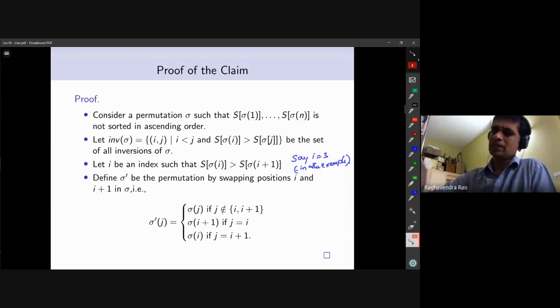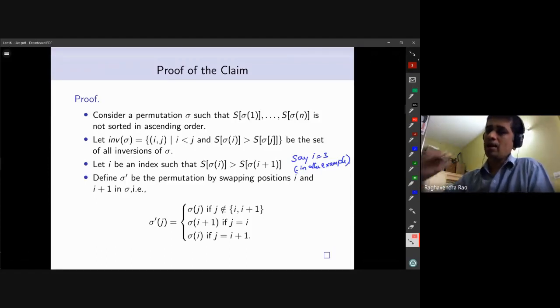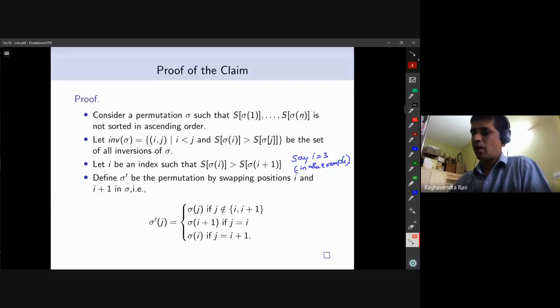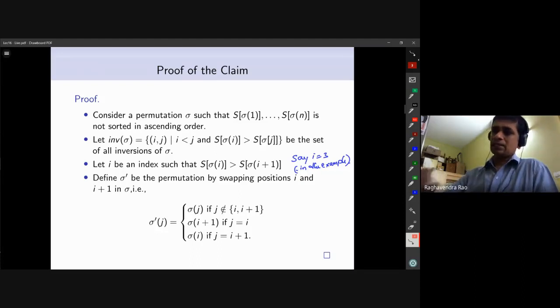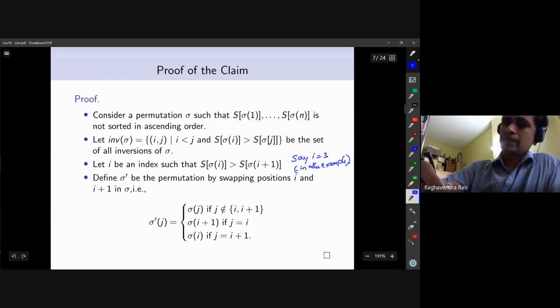So you consider a position which is out of order, that is sigma I, where S of sigma I is greater than S of sigma I plus 1. Now all I do is swap. So let me redraw the array here.